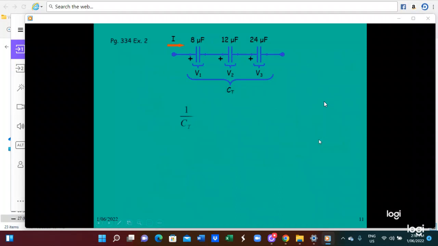1 by CT equals 1 by C1 plus 1 by C2 plus 1 by C3. Now 8, 12 and 24 microfarads are connected in series. 1 by 8 plus 1 by 12 plus 1 by 24. You can calculate CT. Then CT multiplied by VT is 4 multiplied by 400. You get 1600 microcoulomb.